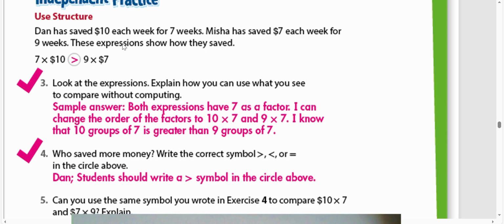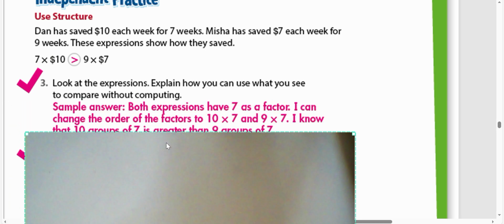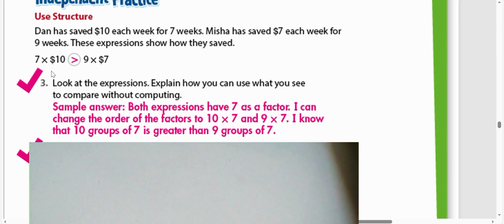Dan has saved $10 each week for 7 weeks. Misha saved $7 for 9 weeks. This expression shows how they saved: 7 times 10 greater than 9 times 7. Look at the expression. Explain how you can use what you see to compare without computing. The simple answer here, we can write, okay, greater than.